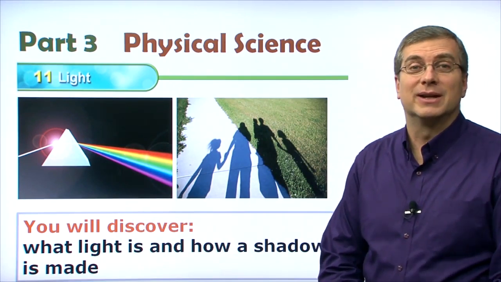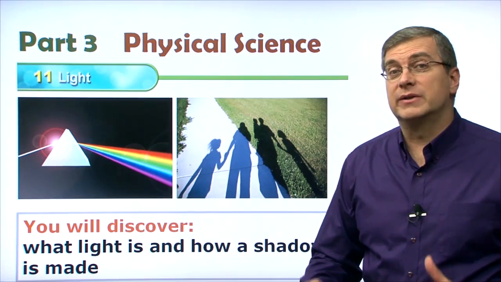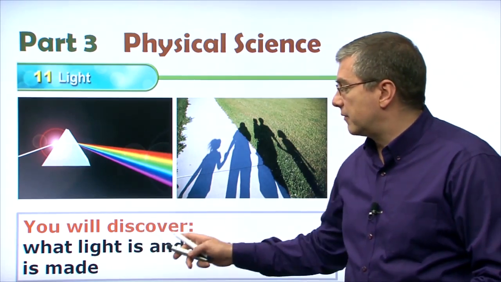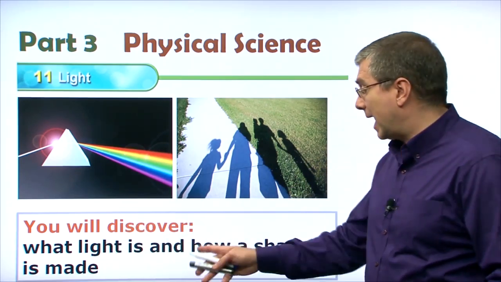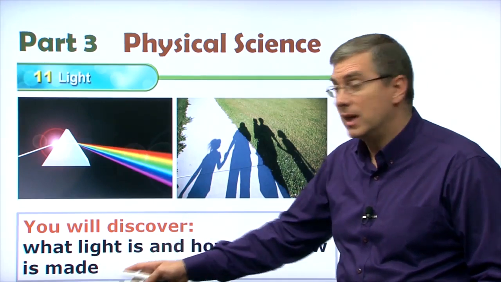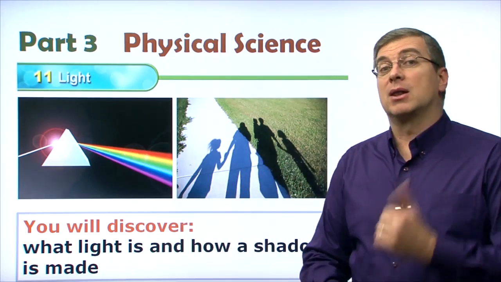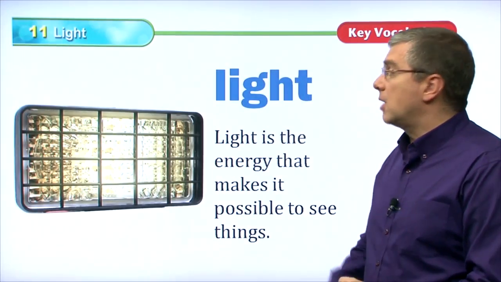I'm Brian Stuart. We're on Unit 11 right now, and we're going to talk about light. So in this unit, you will discover what light is, and how a shadow is made. So we're talking about light and shadow in this unit. First of all, let's talk about light.